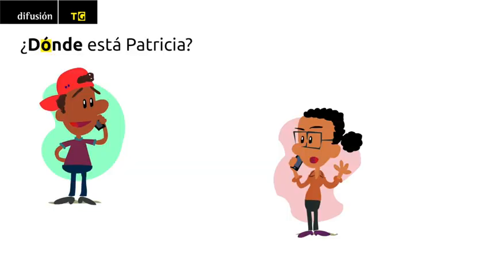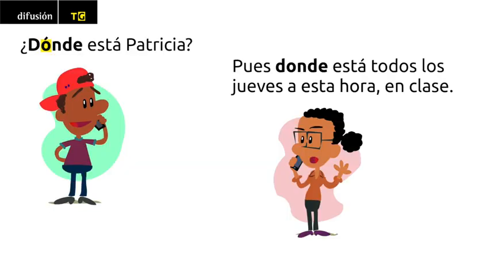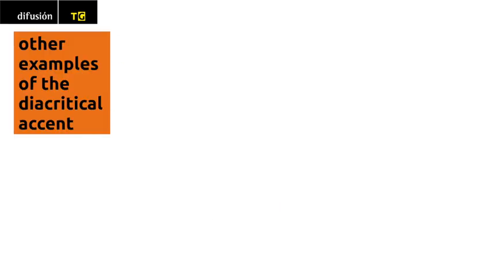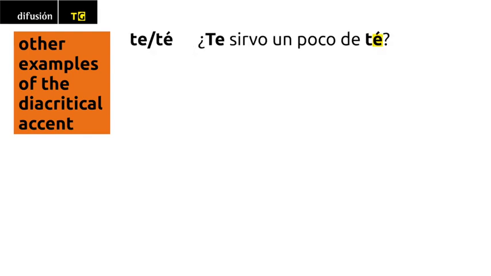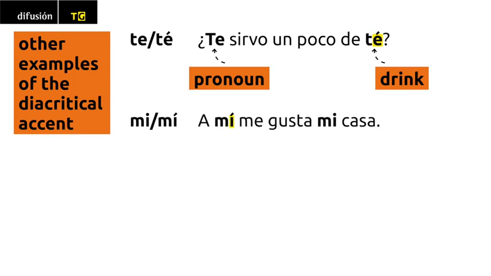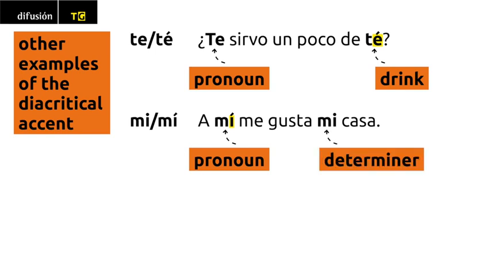¿Dónde está Patricia? Pues donde está todos los jueves hasta ahora, en clase. ¿Y tú cómo estás? Yo como siempre, muy bien. Other examples of the diacritical accent are té, te. ¿Te sirvo un poco de té? Mi. A mí me gusta mi casa. Él. Él tiene el libro.